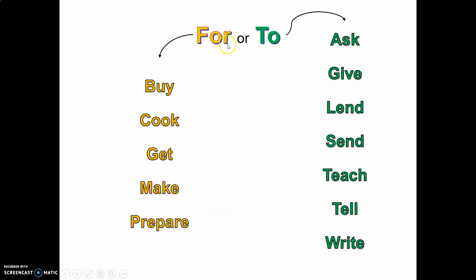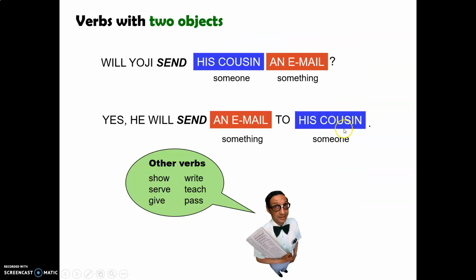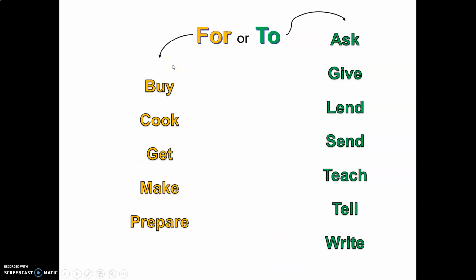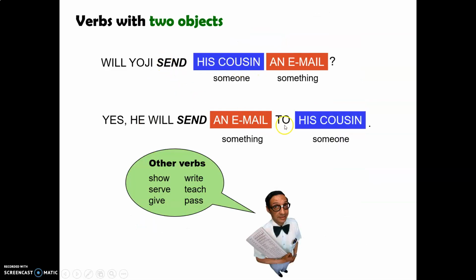And when do we use for or to? All right, so some verbs we're going to use for, and other verbs we're going to use to. So buy for, cook for, get for, make for, prepare for. All right, so when you have these verbs, we're going to use for as the preposition and not to. And when you have these verbs: ask to, give to, lend to, send to, teach to, tell to, write to. If we go back, you will see here send, right? So send to, and here in the example is send to.